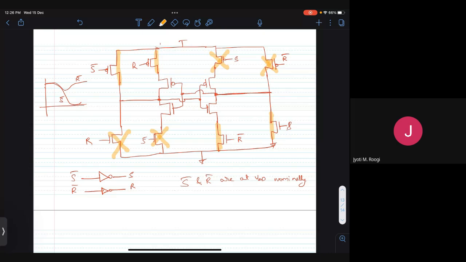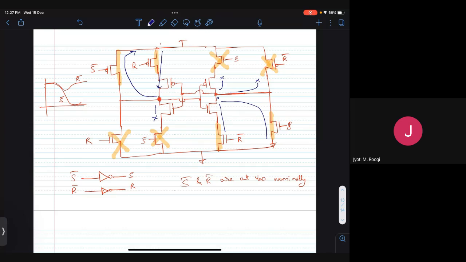the paths from VDD to one of the nodes are activated. So if you look at this node, the path to VDD is activated through this network. The path to ground is disconnected. The path to VDD through this network is also on. And if you look at this node, the path to VDD is disconnected, but to ground is connected through these two transistors.